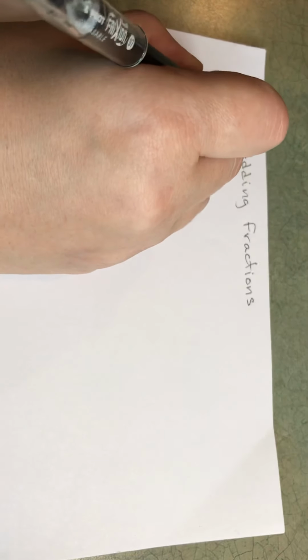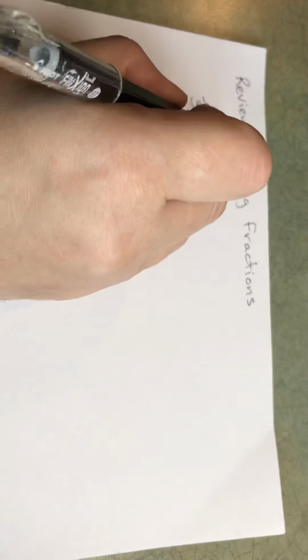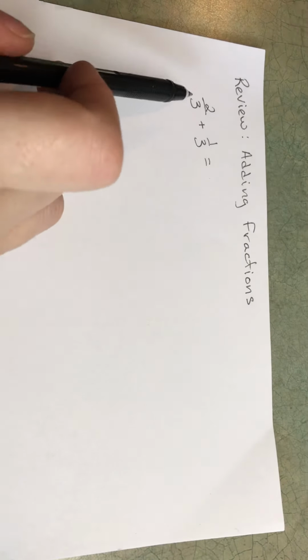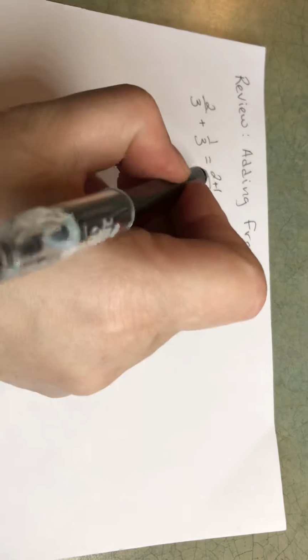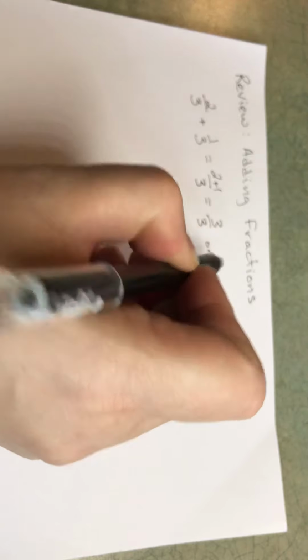So we're going to start with just a review of basic adding fractions. If we have, let's say, 2/3 plus 1/3, if the denominators are the same, we keep the denominator and we just add the numerators. So then this would be 3/3 or 1, okay?